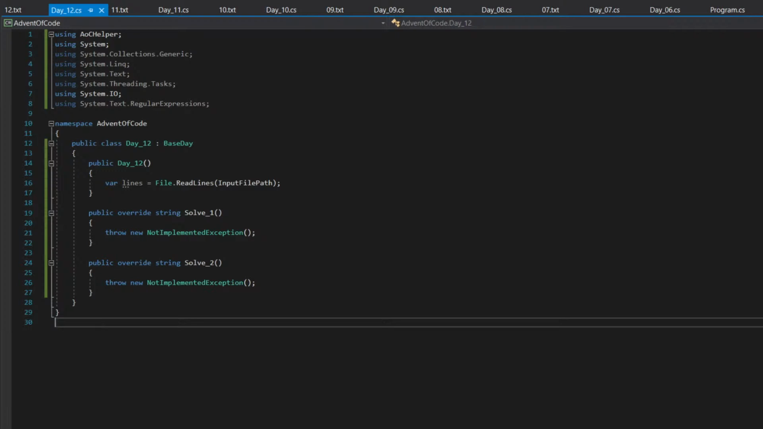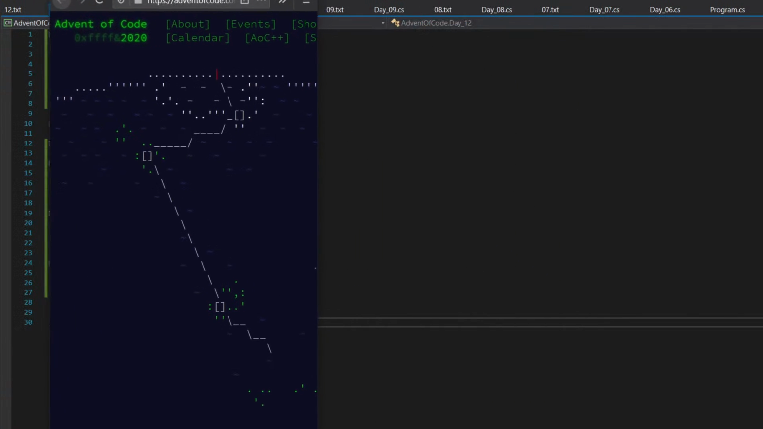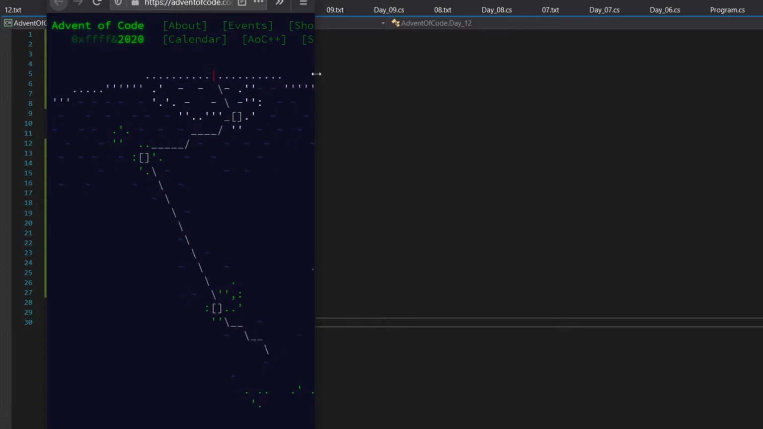All right, here we are for day 12 of the Advent of Code 2020 challenge in C#.